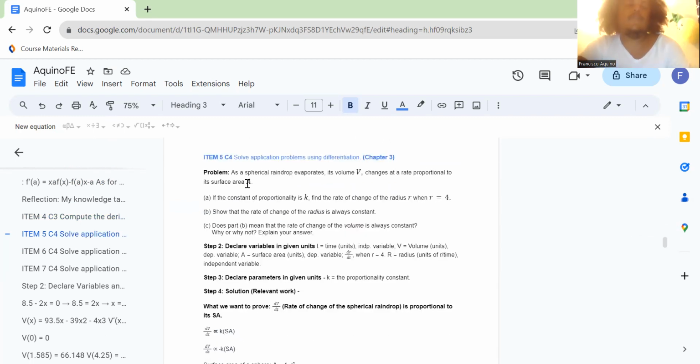The problem has to do with related rates of change. We're given that as a spherical raindrop evaporates, its volume changes at a rate proportional to its surface area. And we have part A. We want to find A first. Well, let's look at the problem. We want to prove that the rate of change of the volume is proportional to its surface area. That's just, we want to prove dV/dt is proportional to K, a constant, times the surface area. That's how we get that formula.